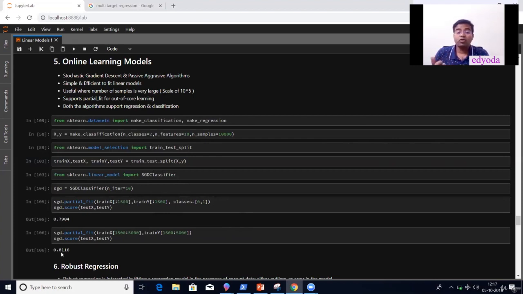We'll have a separate module for out-of-core learning where we'll be doing projects using this, but to understand, there are linear models for online learning: stochastic gradient descent and passive aggressive. We will not get into the details of these algorithms at this point of time, but they are the subject of later modules.